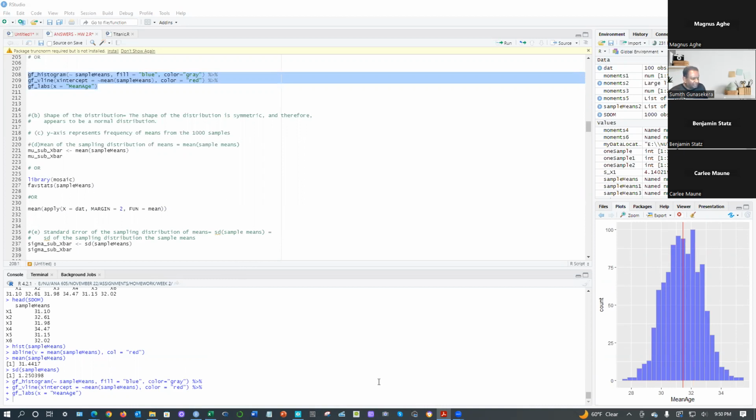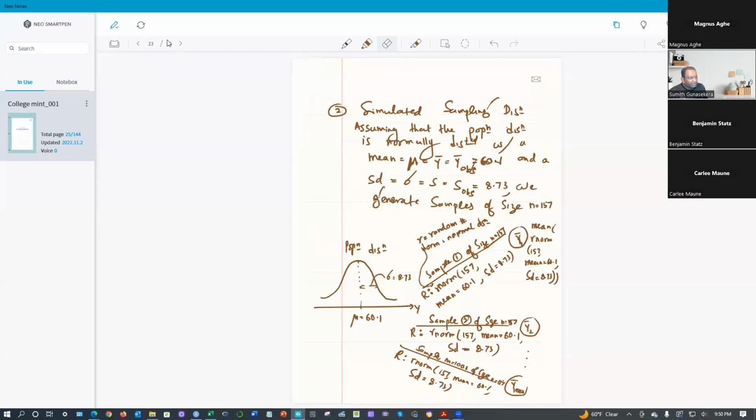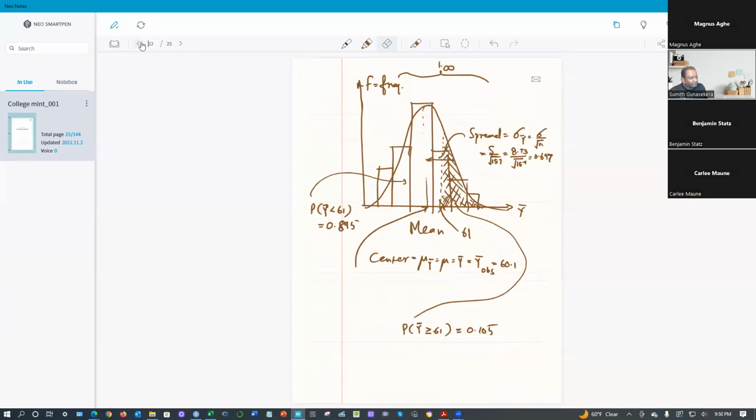In the bottom line, these two are what you are looking for. This distribution mean is mu sub x bar, and the notation for the standard deviation is sigma sub x bar.